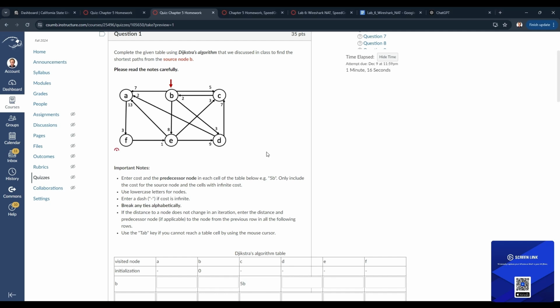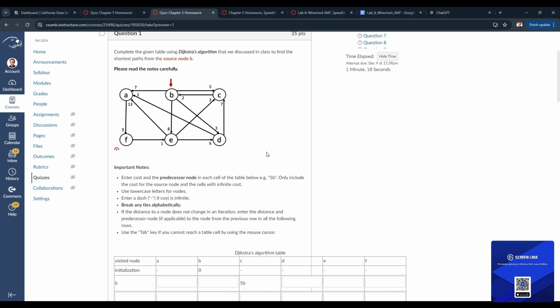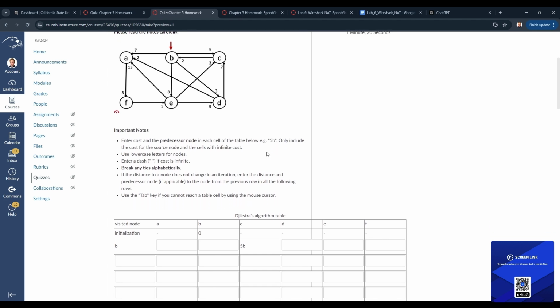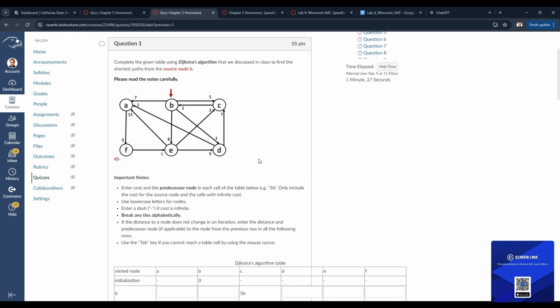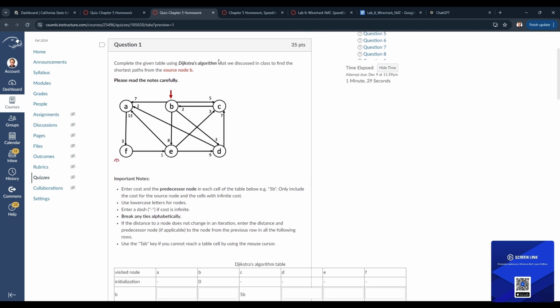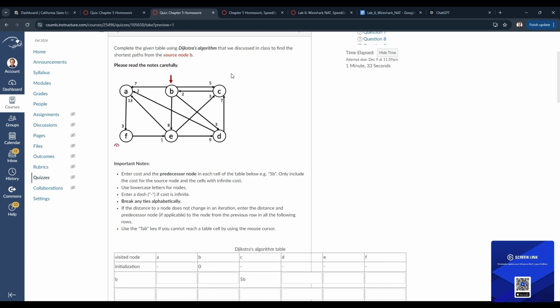Hey, so I just wanted to give a quick walkthrough of Dijkstra's algorithm because it gave me a lot of trouble the way this problem is set up when I took it. The instructions say to complete the routing table using Dijkstra's algorithm to find the shortest path from source node B. So B is going to be our source node, and we're going to find the shortest path to all of these nodes.